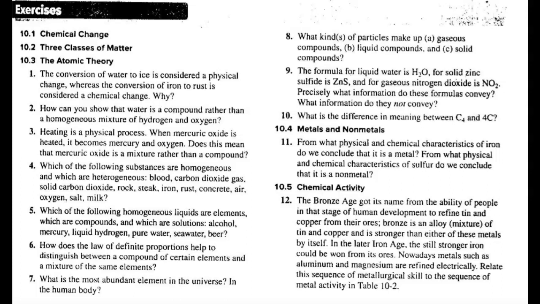Iron is an element, so iron is a homogeneous substance. Rust is a little bit on the edge, not quite. We differ as to whether rust should be homogeneous or heterogeneous, but I'm going to put rust in the category of heterogeneous.